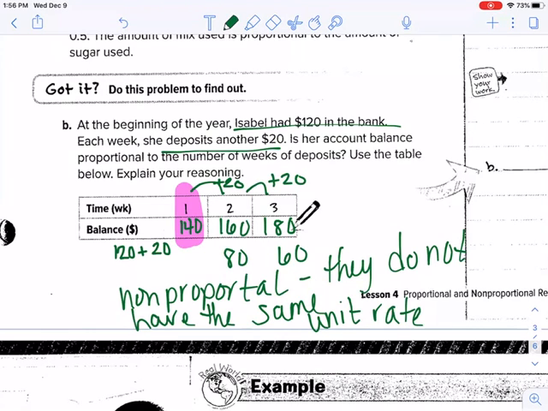And the reason for this is because she started with $120 in the bank account before she started depositing $20 each week. If she would have started at 0 and then did 20, 40, 60, 80, it would have been proportional.